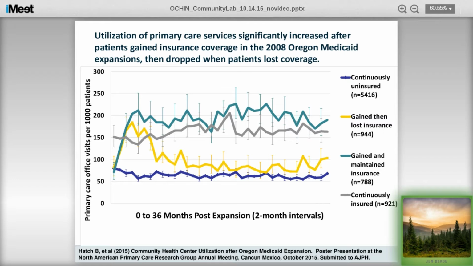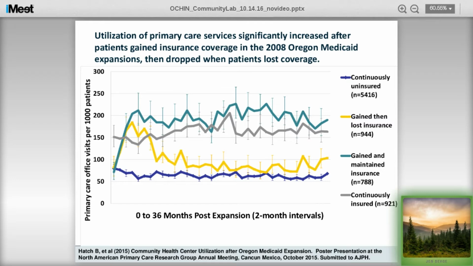The other thing that was really helpful within the OCHIN data set was that we had a large number of patients, and you'll see them represented in the dark blue line down at the bottom, that were continuously uninsured. So during this 3-year study, there was a group of patients who were uninsured the entire time. And you can see that that group had somewhere between probably 60 to 65 primary care office visits per 1,000 patients. There was also a group that you can see represented in the gray line that had somewhere between 150 upwards to 175 primary care visits per 1,000 patients. That's the group that was continuously insured. So that group had coverage for 3 years.